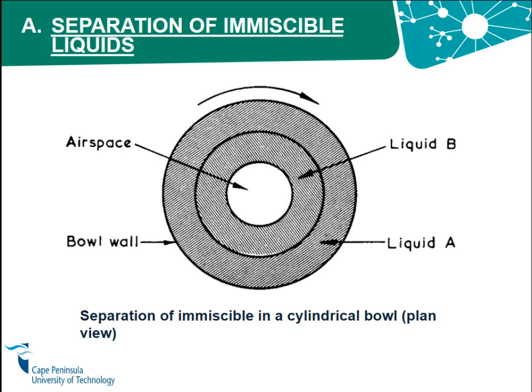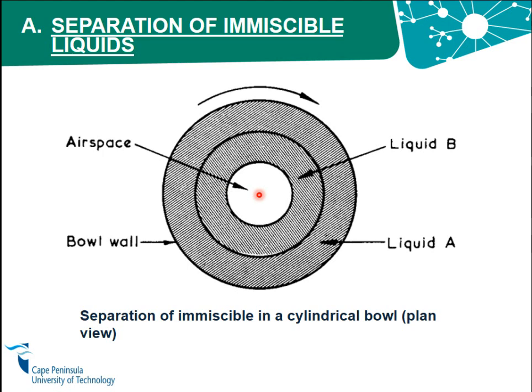So, if you've got two liquids, liquid A here, liquid B, assuming that this is a bowl wall, and assuming that liquid B is the less dense liquid and liquid A is the denser liquid. So the denser liquid assembles towards the bowl wall, right? It assembles here at the outward. And then the less dense liquid, or the light liquid, assembles in the center and it forms an annular ring because this thing is rotating at very high speed. And of course there will be an air space.